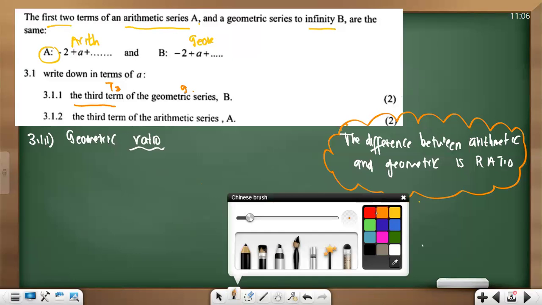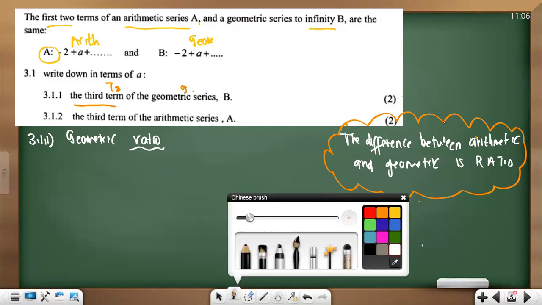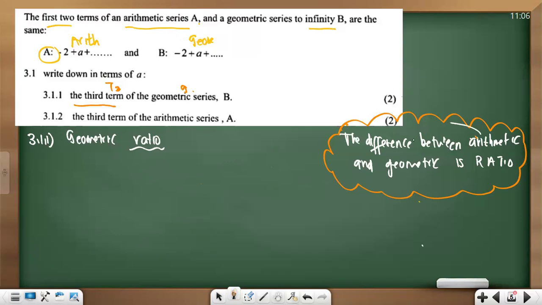The difference between arithmetic and geometric is ratio. I think this explains everything. It means arithmetic is difference, geometric is ratio.